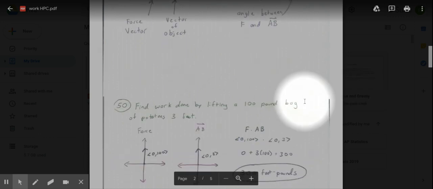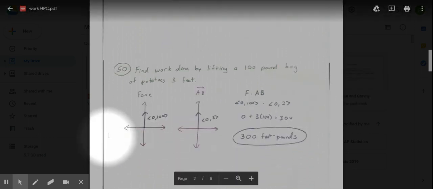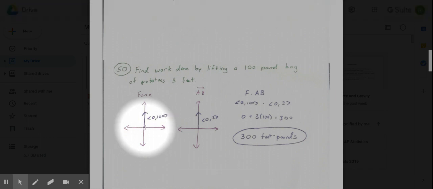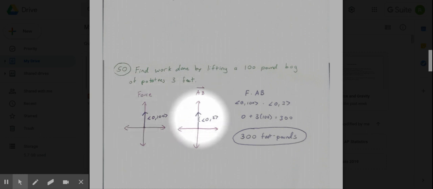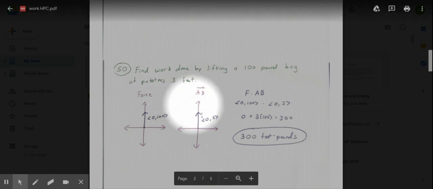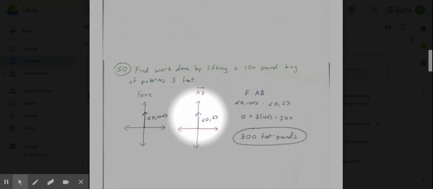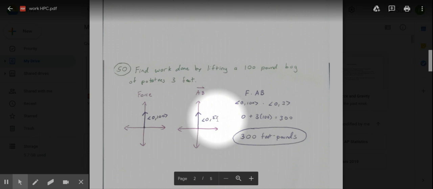A visual of this: we have a force. The force vector would be a 100-pound bag going straight up, because you are lifting it upwards. So the force is going directly north, you could think of it as. The vector of the object is going up 3 feet, from 0, 0 to 0, 3. So the two vectors in this problem are 0, 100 for the force and 0, 3 for vector AB.